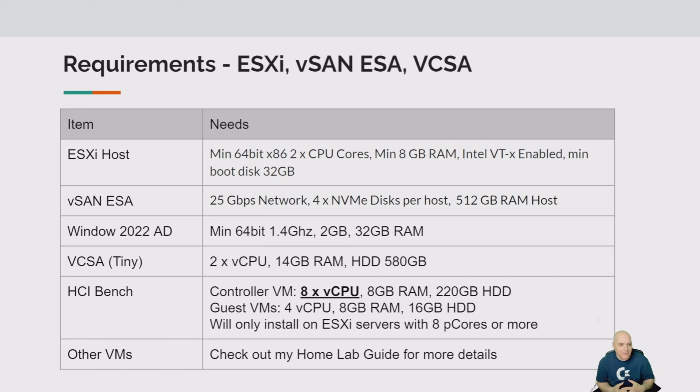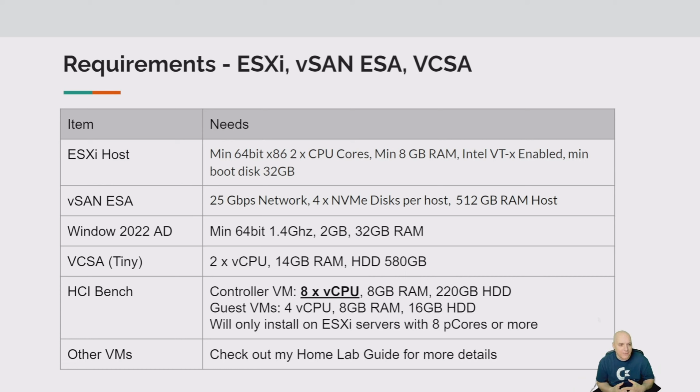We're talking about here. Windows 2022 Active Directory, the VM that I created. So it requires a minimum 64-bit processor. You can see the gigahertz there, 2 gig RAM, 32 gig hard disk. VCSA, which is our management server for the ESXi hosts. For a tiny install, which is appropriate for this, 2 vCPUs, 14 gigs of RAM, and a hard disk space of 580 gig, give or take. Okay. Now, here's what gets interesting. HCI Bench is a tool that I use to check out my systems.